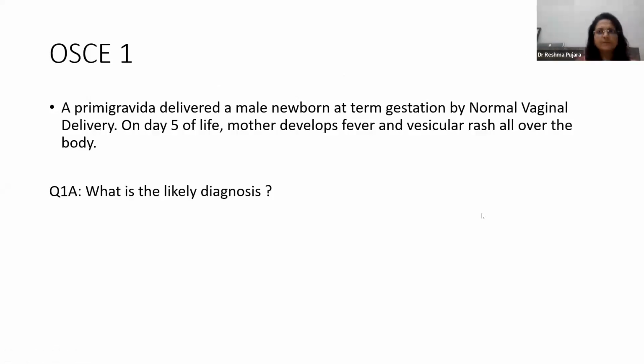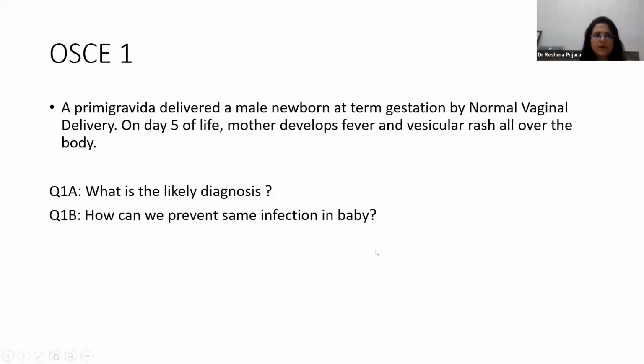Okay. So this is the first one, where we have a primigravida who delivered a male newborn at term gestation by normal vaginal delivery. On day 5 of life, the mother develops fever and a vesicular rash all over the body. So what is the likely diagnosis? Okay, good. We have got varicella already answered by many people. So the next question would be, how can we prevent the same infection in the baby?